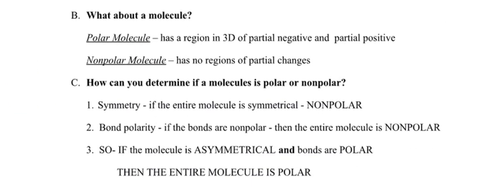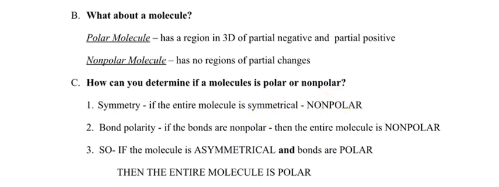Okay, so a polar molecule has a region in 3 dimensions of partial negative and partial positive charge. We saw that with the vectors. If the vectors do not cancel out, then it's a polar molecule, okay? It has the 3D region of partial positive, partial negative. A nonpolar molecule has no regions of partial charges, and that can occur because of 2 things. It can be perfectly symmetrical. If the entire molecule is symmetrical like we saw before, it's nonpolar.